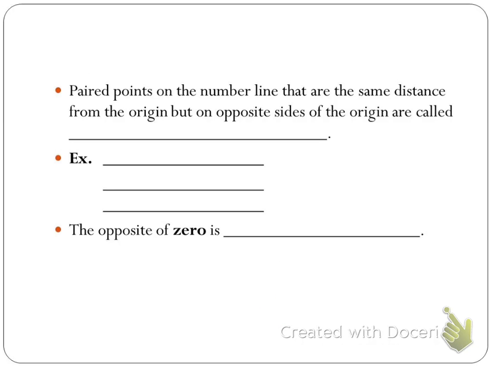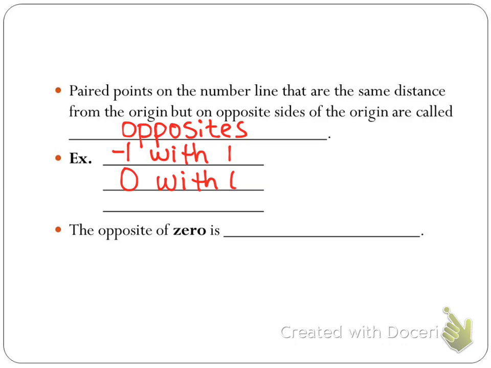All right, paired points on the number line that are the same distance from the origin but on opposite sides of the origin are called opposites. Some examples would be -1 with 1. Those are opposites. 0 with 0. 0 is its own opposite.